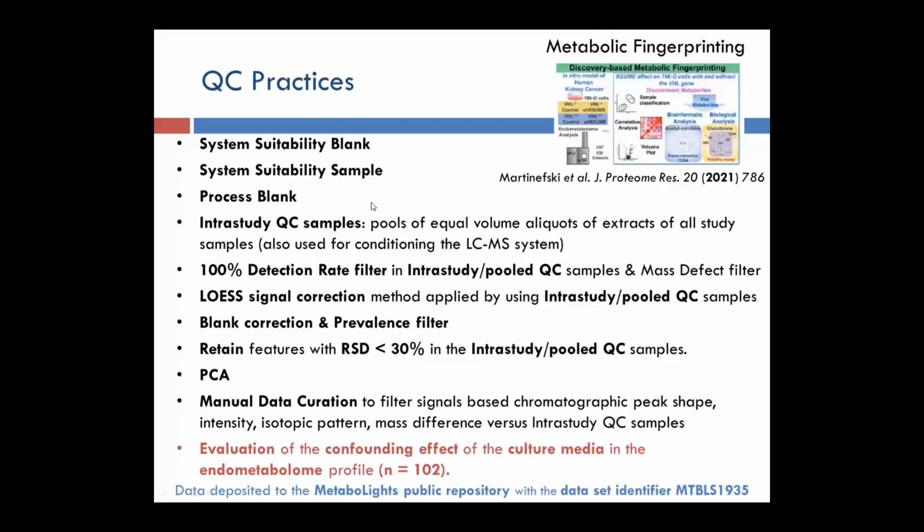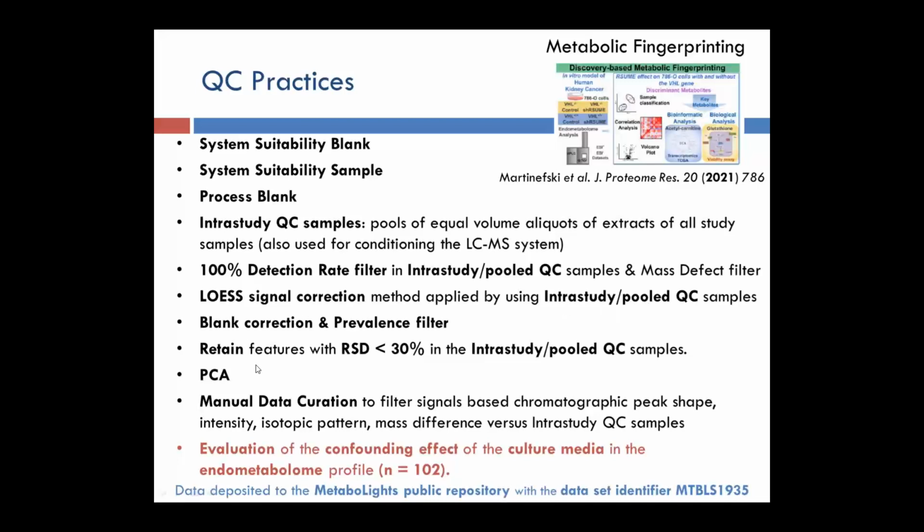In this case, they were pools of equal volume molecules of extracts of all study samples that were also used for conditioning the LC-MS system. And we applied a 100% detection rate filter in pool QC samples that allowed us subsequently to correct for the locally estimated scatter plot smoothing signal correction method applied by using the pool QC samples.